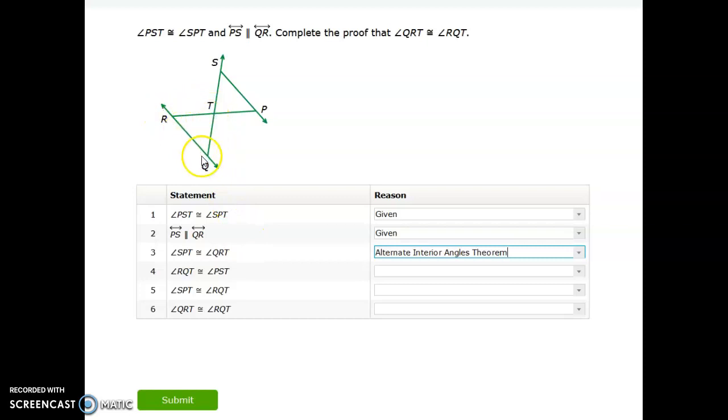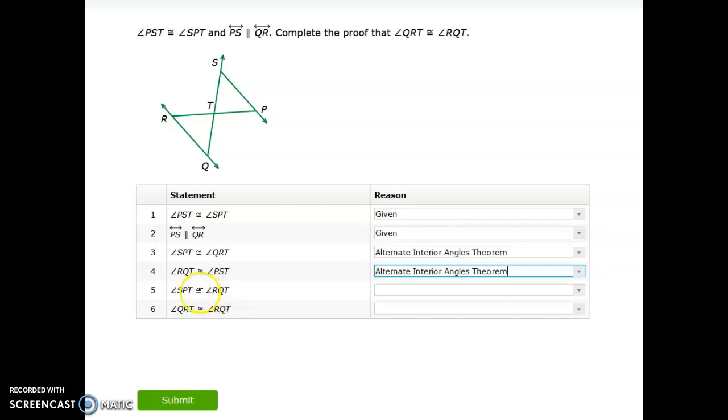RQT is congruent to PST. Same thing. They're both on the interior of the parallel lines and they're on alternate sides of the transversal. So that's alternate interior again. Okay, so for the next one now, we might be using the figure or we might be using the previous lines to see if they've combined these lines and used substitution or the transitive property to come up with this.